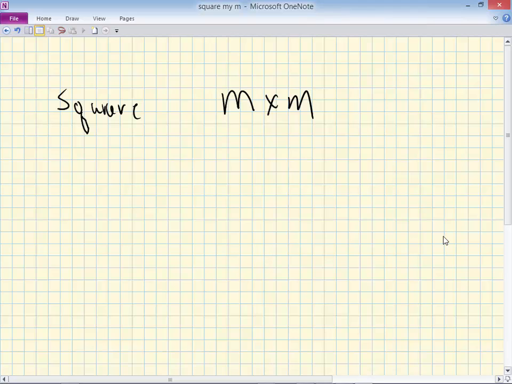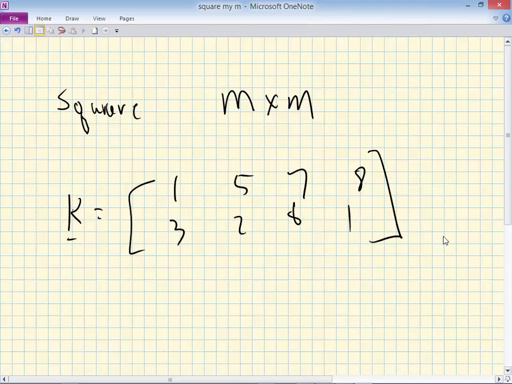For this class, I'm going to stick predominantly with square matrices because that's what we get when we analyze circuits. But we could have a matrix where, say, K looks like this: 1, 5, 7, 8, 3, 2, 8, 1. So this is a 2 by 4 matrix.